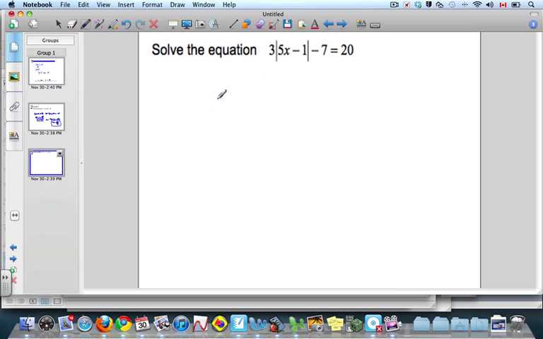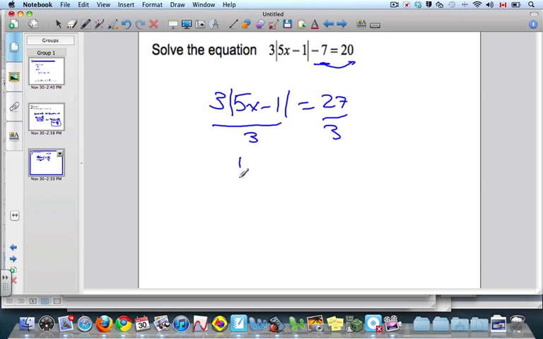Now that you're back, to solve this scenario, what do we have to do? We have to get the absolute value all by itself. So in order to do that, I have to first take this 7 and add it over to this side. So I add 7 to both sides, and I get 27 equals. Now, to get the absolute value sign by itself, what do I have to do to get rid of the 3? The inverse operation is divide by 3. So divide by 3.